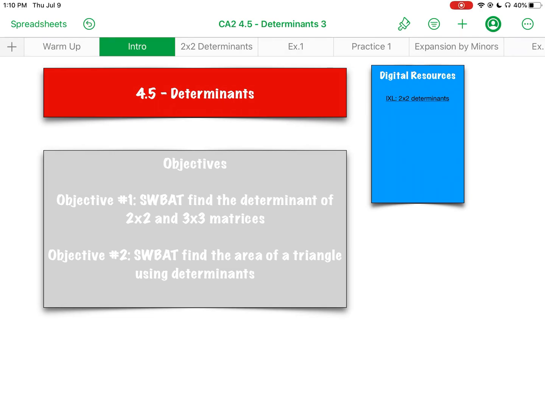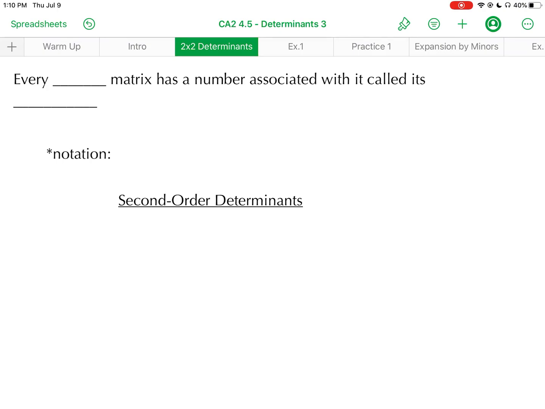All right, this is section 4.5, and we're looking at how to find the determinant of a matrix. You're going to see I'm going to have two separate videos for this particular section, okay? So every square matrix has a number associated with it called its determinant, okay?